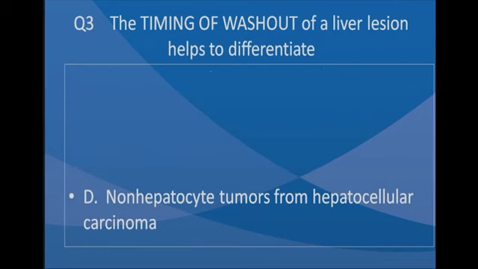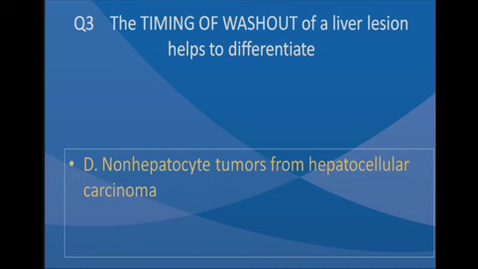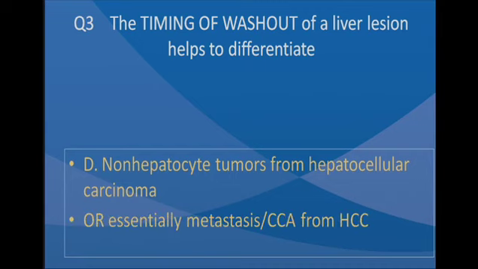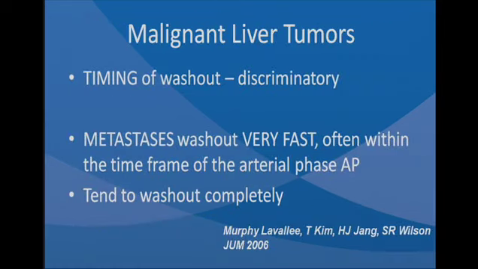Well, it helps us with the differentiation of non-hepatocyte from hepatocyte-based tumors, or essentially what we're considering is metastatic disease or cholangiocarcinoma from HCC. So this timing of washout, exquisitely well shown on CEUS, is very, very valuable for this most important differentiation. So when we consider malignant liver tumors, we know that timing of washout is discriminatory.